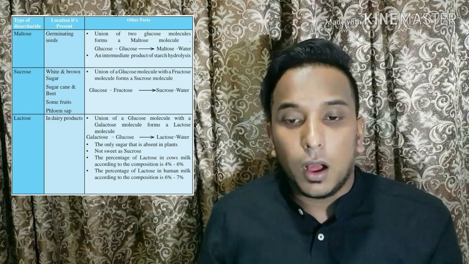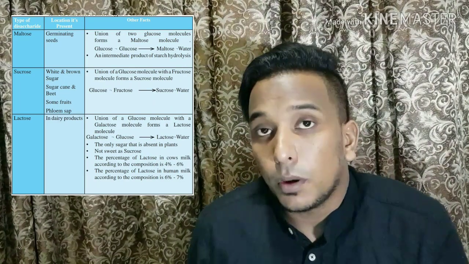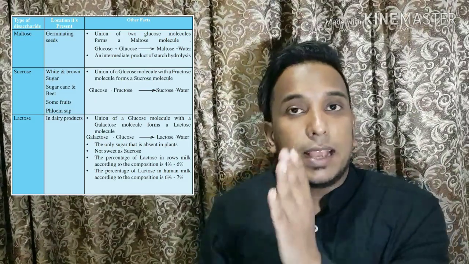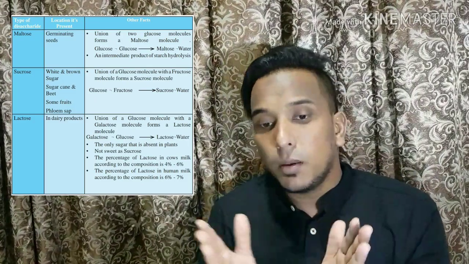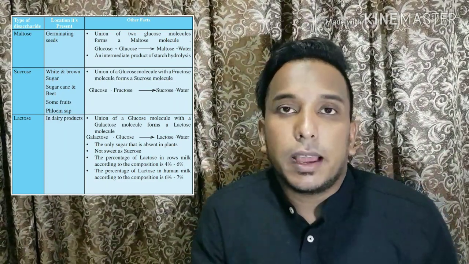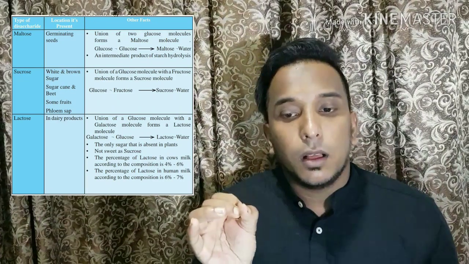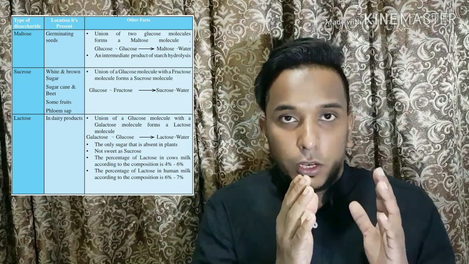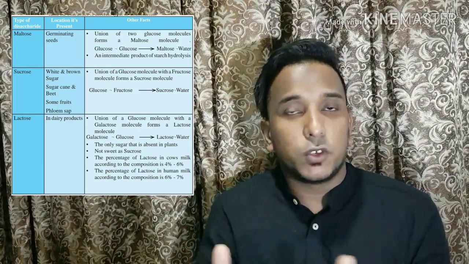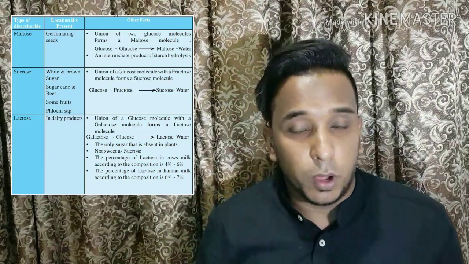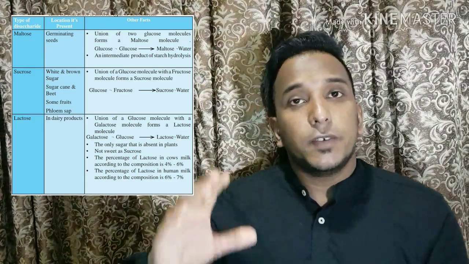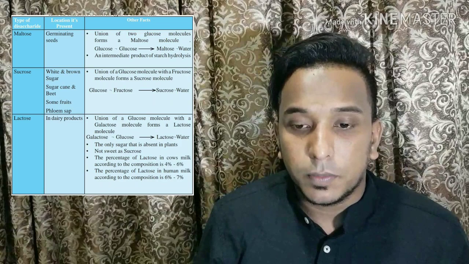So let's see how this particular maltose is formed. Now, as I told you, maltose is a disaccharide, and a disaccharide means a combination of two monosaccharides. So let's see which monosaccharides combine to form maltose. Glucose is the main monosaccharide here. Two glucose molecules combine to form maltose, which gives water as a byproduct.